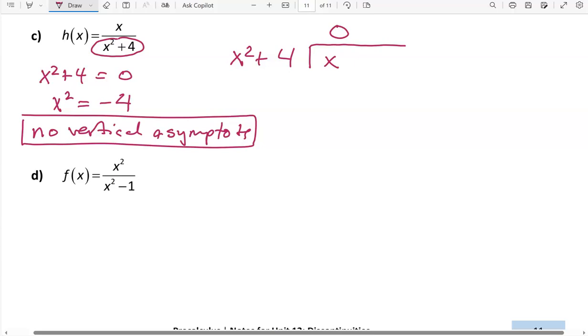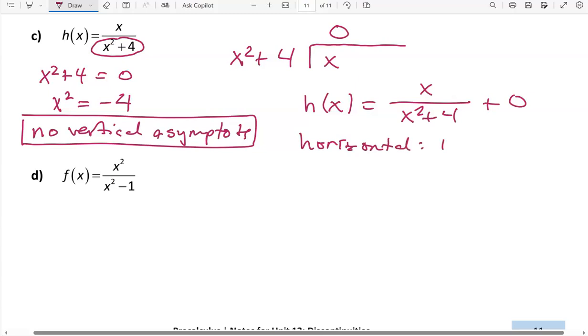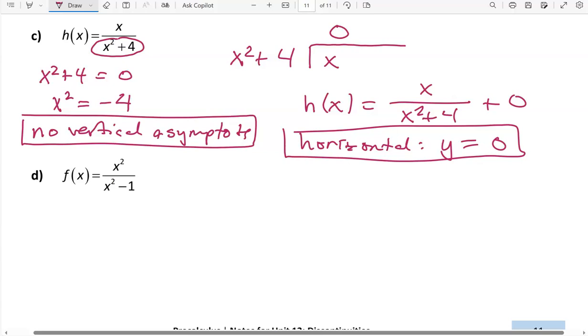So that means that this function is already in the form where it has the remainder x over the divisor x squared plus 4, and we can always tack on a plus 0 there, which means that there is a horizontal asymptote in the form y equals 0 for this graph. So when the numerator is not divisible by the denominator, or the numerator's degree is less than the denominator's, there will be a horizontal asymptote for that rational function with the equation y equals 0.